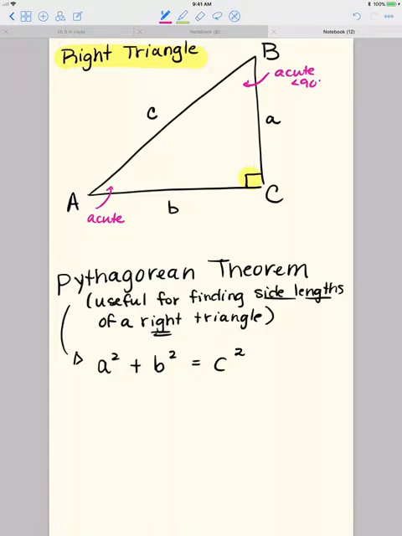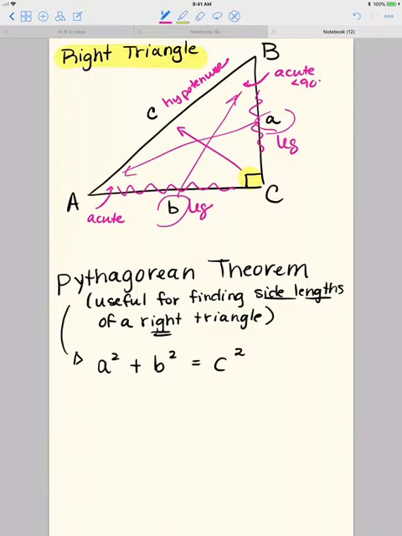It does have three sides, but it has three special sides. The side across from the right angle is called the hypotenuse. It's always the longest side in a right triangle. Then the other two sides here, labeled lowercase a and lowercase b, those are legs. It really doesn't matter which one you call a or b, as long as little b is across from angle b and little a is across from angle a. Okay, so you have the two legs a and b, and the hypotenuse c.